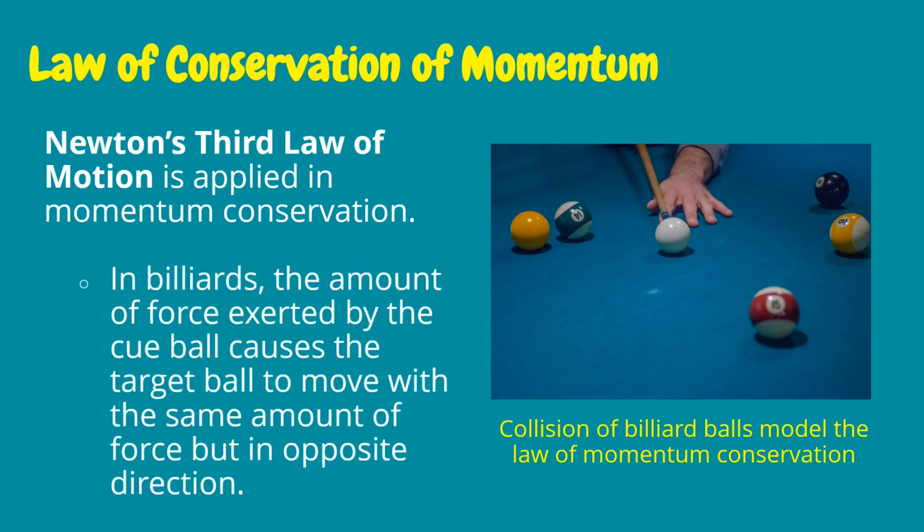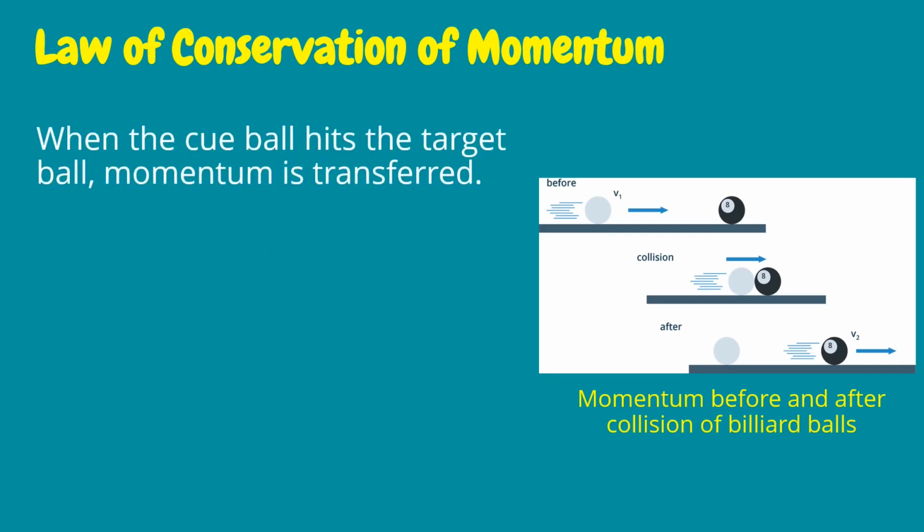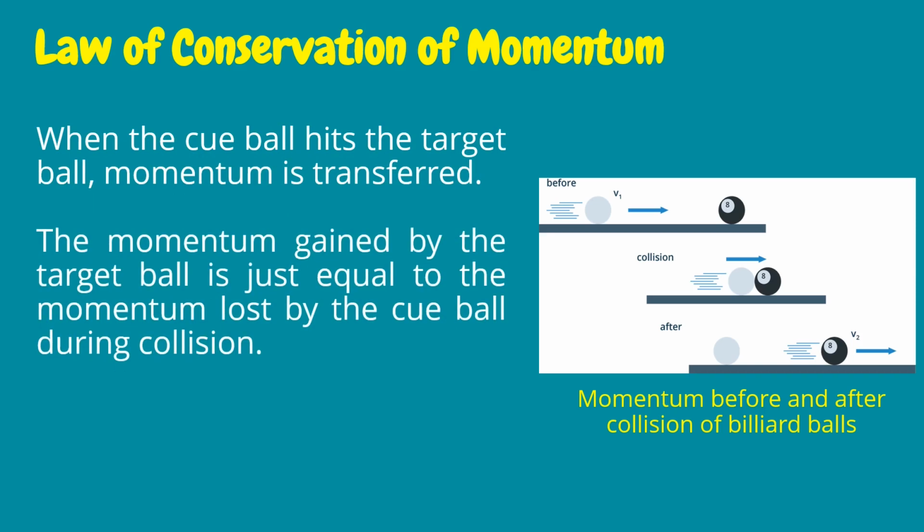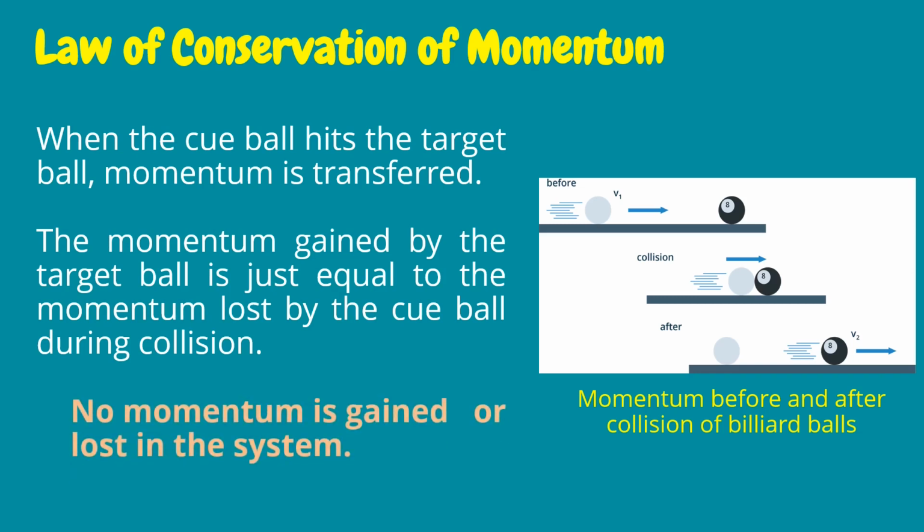Just like in billiards, the amount of force exerted by the cue ball causes the target ball to move with the same amount of force but in the opposite direction. When the cue ball hits the target ball, momentum is transferred. The momentum gained by the target ball is just equal to the momentum lost by the cue ball during collision. In other words, no momentum is gained or lost in the system.